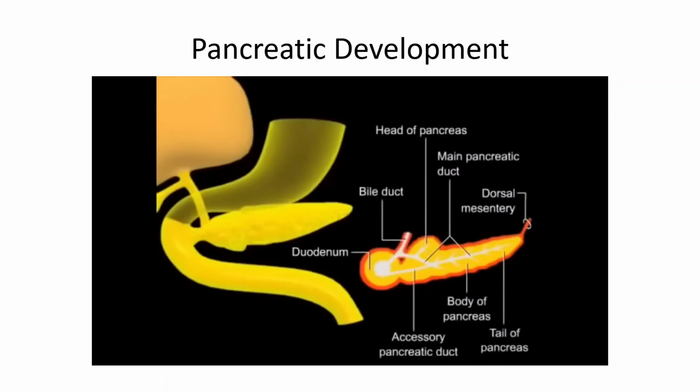The ventral bud typically gives rise to the uncinate process and inferior part of the pancreatic head, while the dorsal bud forms the rest of the head, body, and tail of the pancreas.